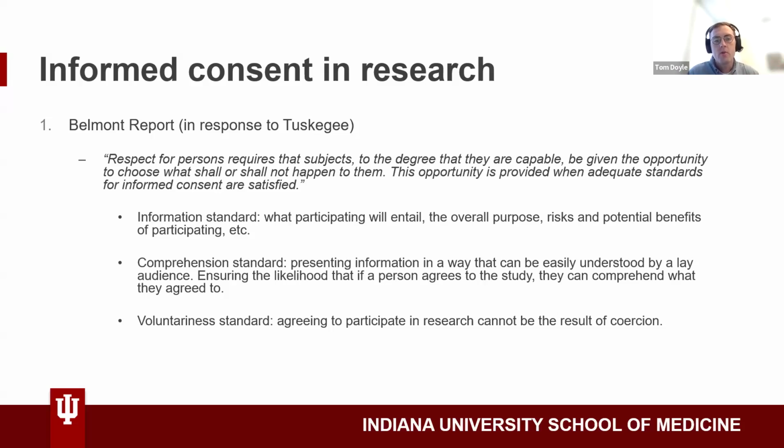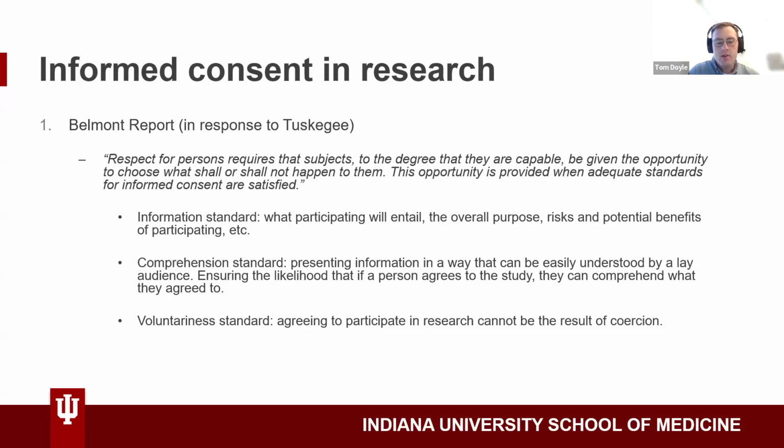In the Belmont Report, it says, respect for persons requires that subjects, to the degree in which they are capable, be given the opportunity to choose what shall or shall not happen to them, and this opportunity is provided when adequate standards for informed consent are satisfied. What are those standards? There's the information standard, so that includes telling participants what participation will entail, what the overall purpose of the project is, risks and benefits, etc.